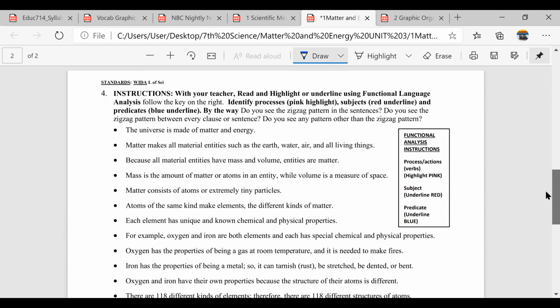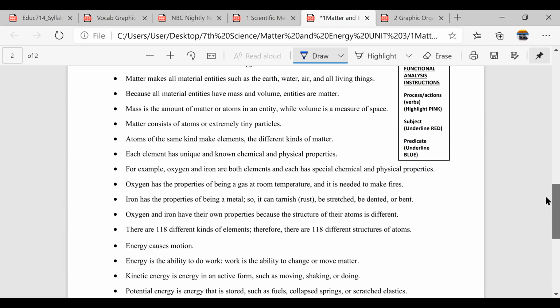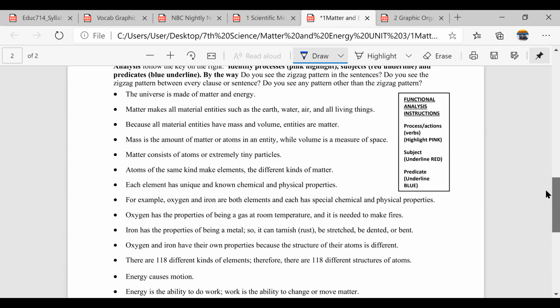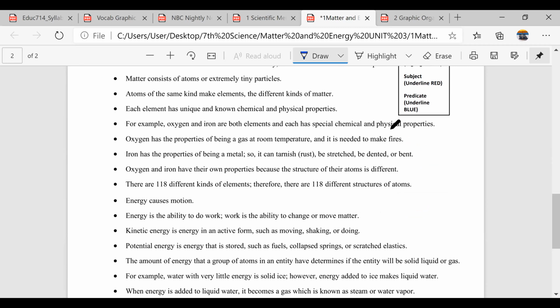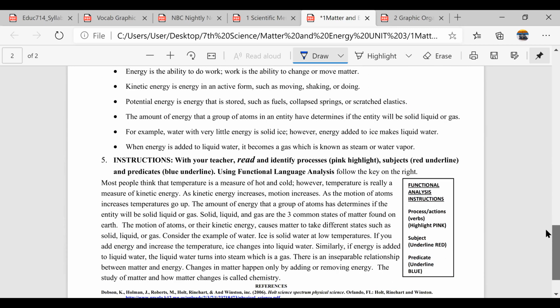And now this is all about the relationship between matter and energy. We're going to find the processes. Then that's going to make it easier for us to find the subject and the predicate. And then students are going to begin to see that, oh, look, there's the zigzag pattern. Oh my goodness, well, tiny particles. Well, look, and then the next sentence begins with atoms. They begin to find the zigzag pattern on their own.